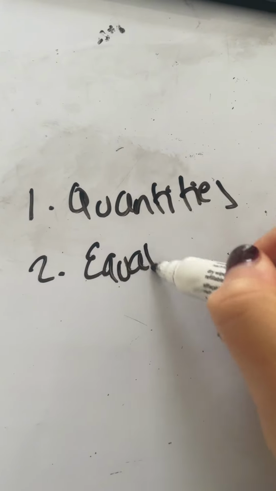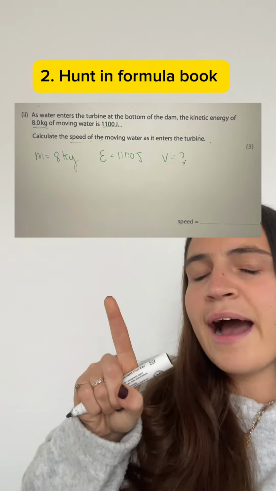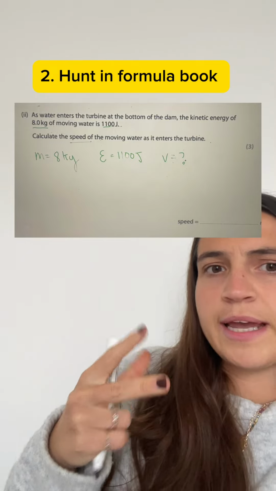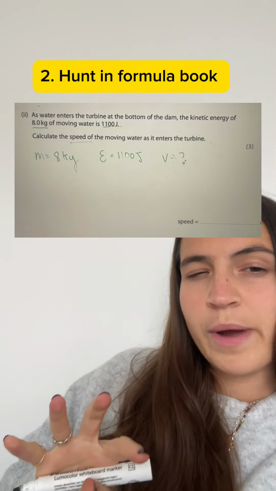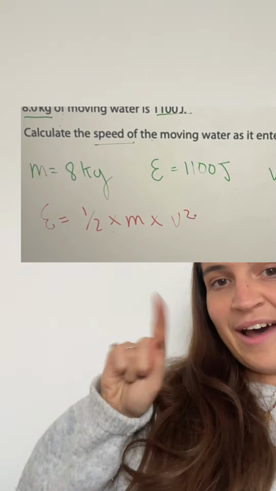Number 2, equations. You get given your formula book in your exam. So now, with these different quantities, kinetic energy, mass, looking for speed, I'm hunting for the correct equation in my formula book. That is a formula that involves mass, kinetic energy, and speed, which happens to be this one here.